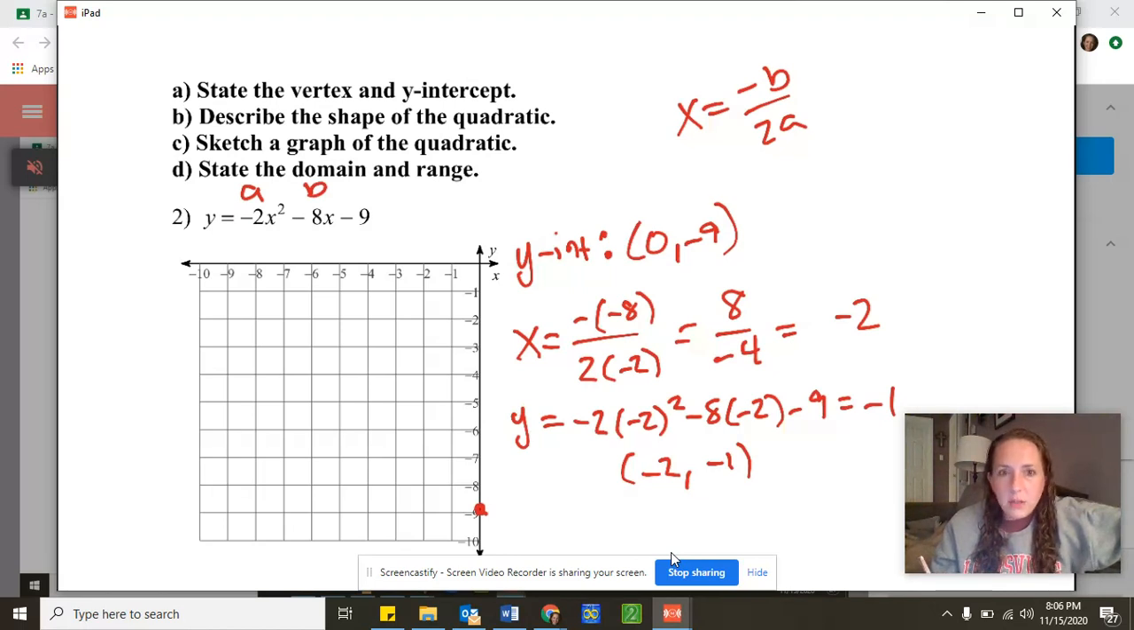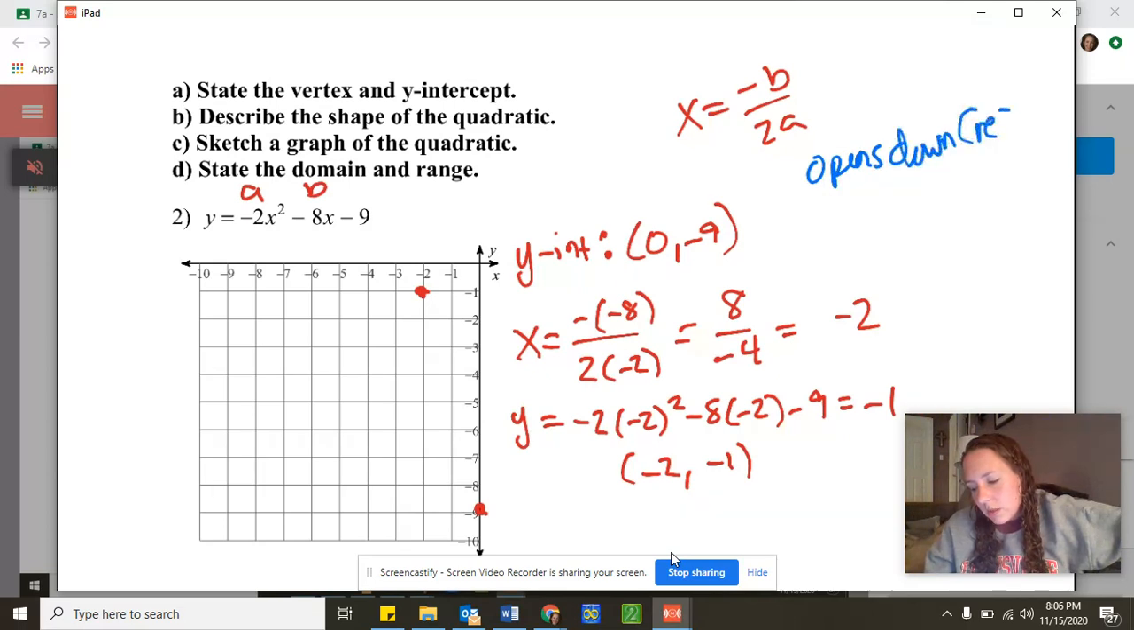So sketch a graph of the quadratic, -2, -1. Oh, I forgot to describe the shape. I was going to go ahead and graph it without describing the shape. I'm getting a little cluttered, so I'm going to do it up here in blue. It's negative, so that's going to open down, or be reflected, however you like to say it.